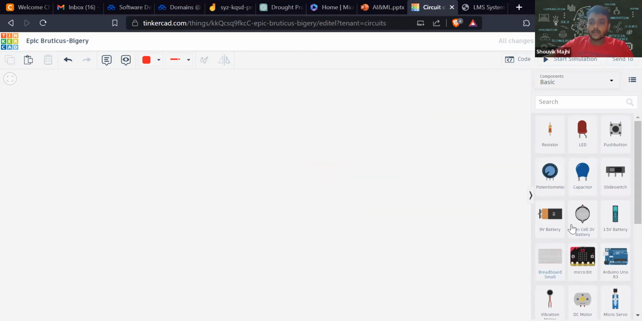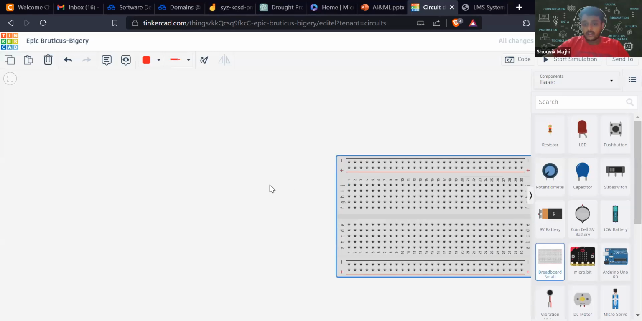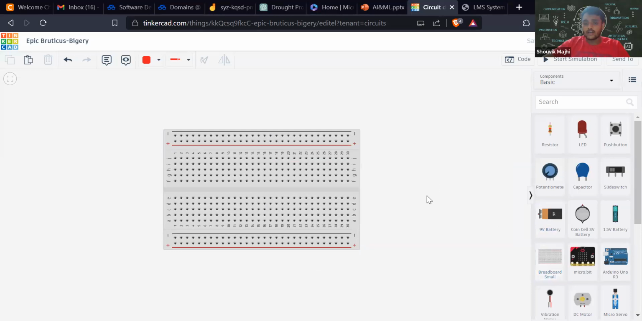Now let me introduce a very common component of electronics. When you make electrical circuits or electronic circuits, a very handy and useful component is called the breadboard. This is the breadboard. Okay, if you want to take a component to your drawing screen, you just have to click on the component and drag it like this. This will make your components appear in the circuit window.